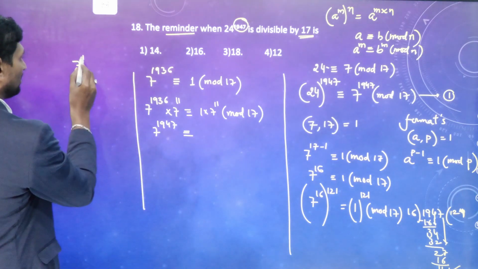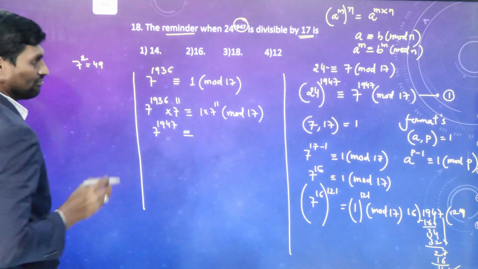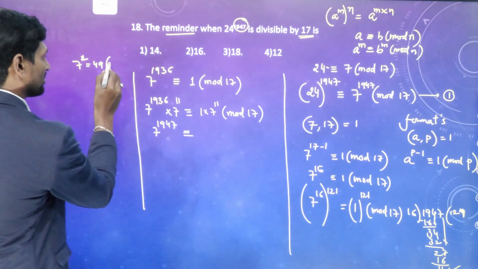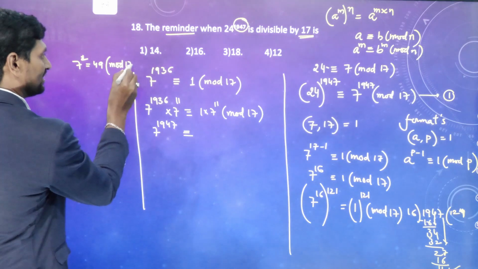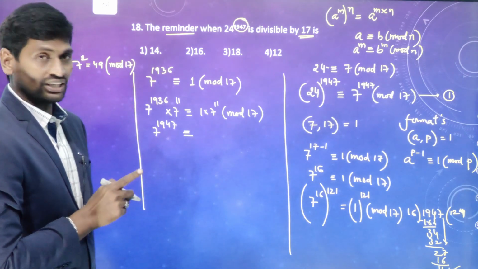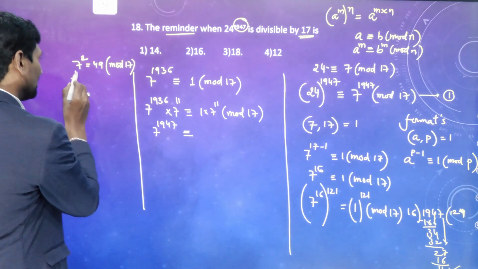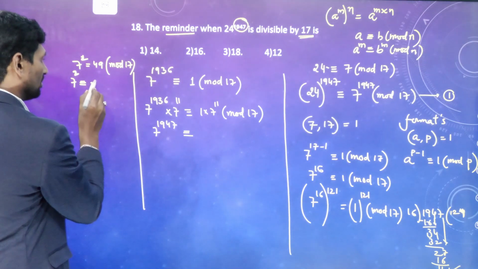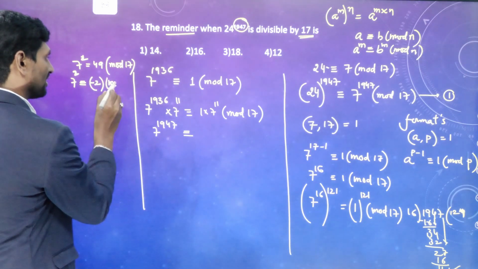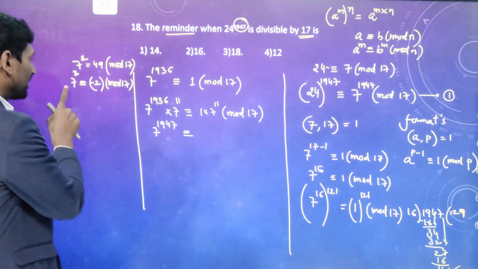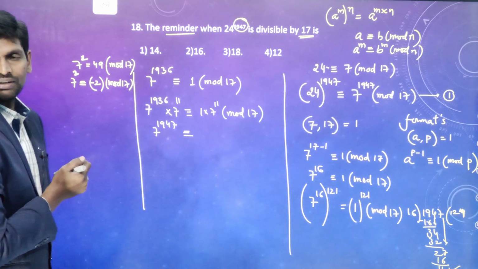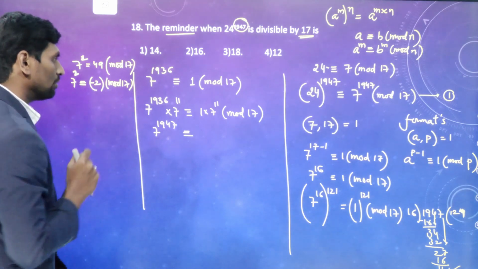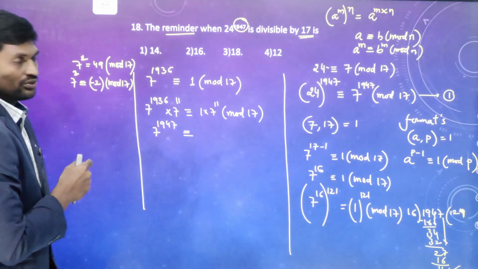7 power 1, 7 square means 49. Is 49 divisible by 17 or not? Yes. How many times? 17 threes, 17 threes are 51. So we can write this: 7 square is congruent to minus 2 modulus of 17. Check here. 7 square is 49. Minus 2 brought to this side becomes plus 2. Okay. 49 plus 2 is 51. 51 is divisible by 17. So 7 square value you can write like this.